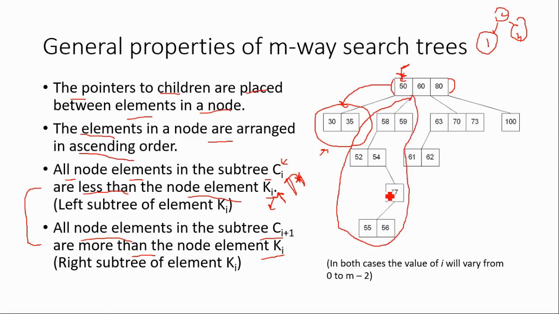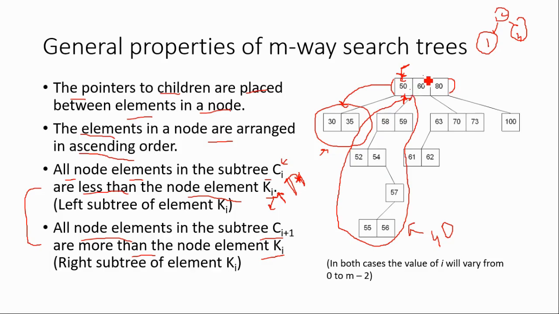Now see what are the elements in this subtree: 58, 59, 52, 54, 57, 55 and 56. You see all these elements are greater than this 50. So in this subtree you cannot have any elements say 40 or 45 or lesser than that. All elements have to be greater than this 50.